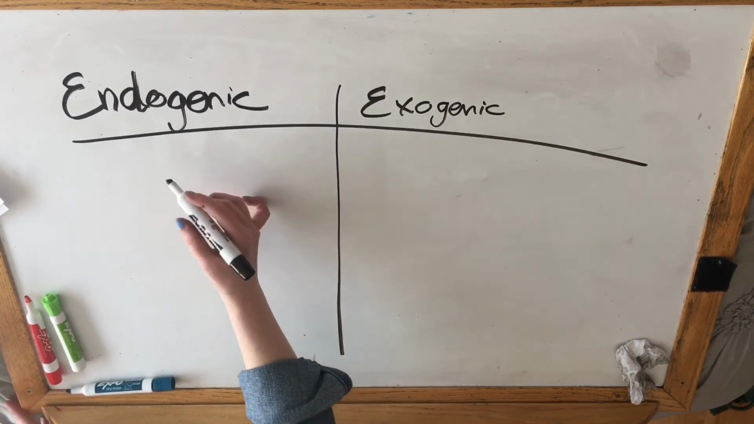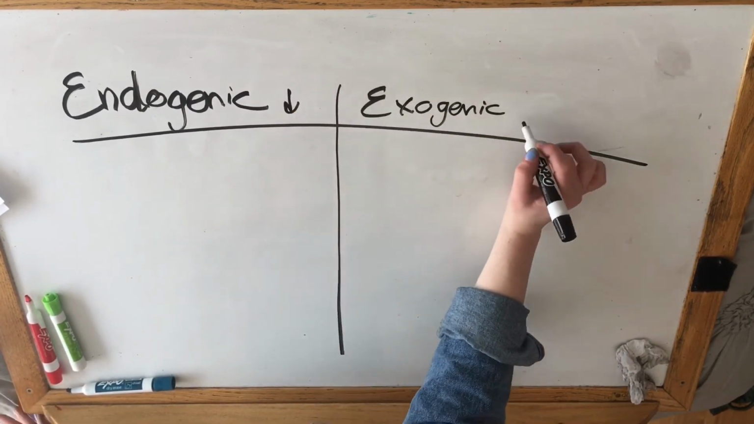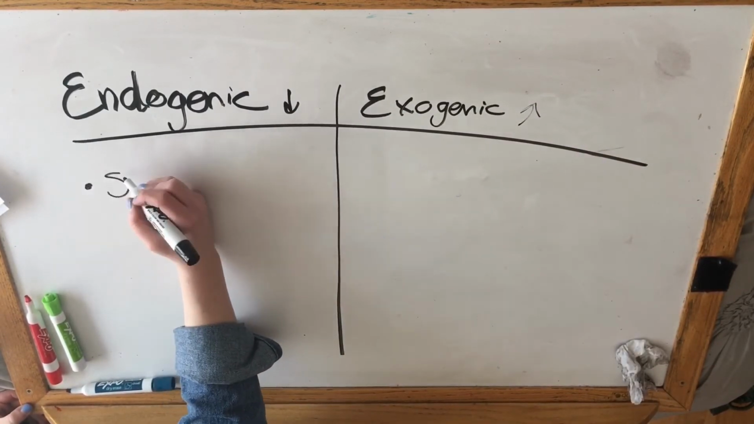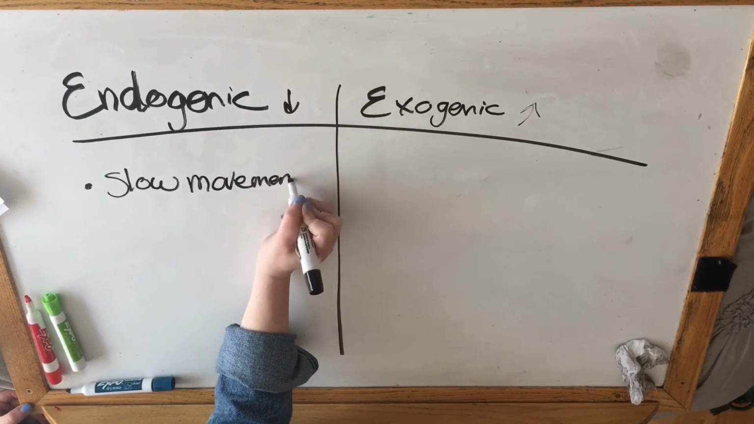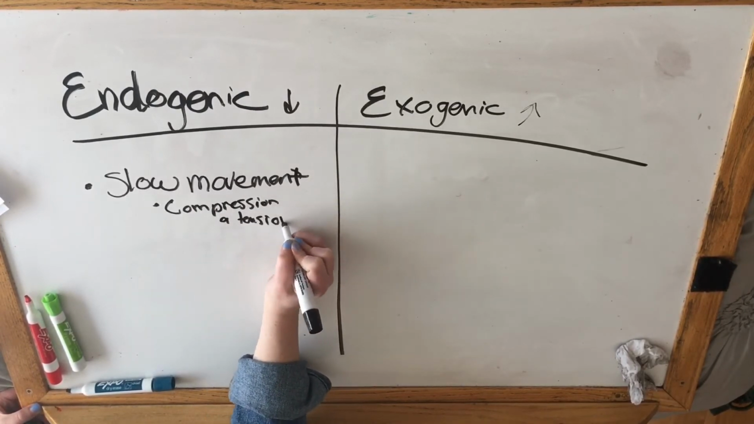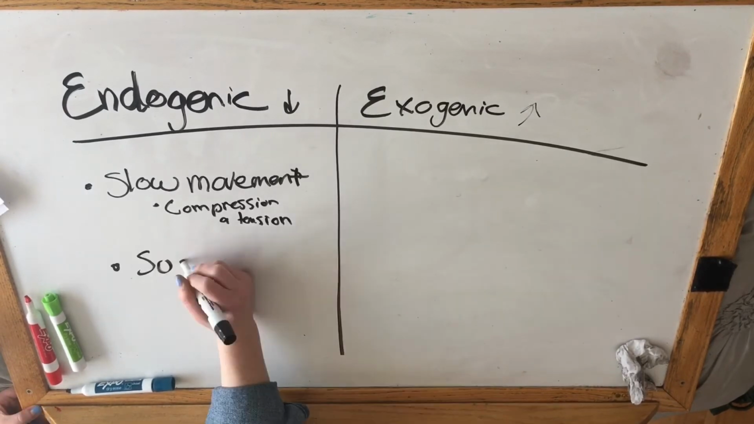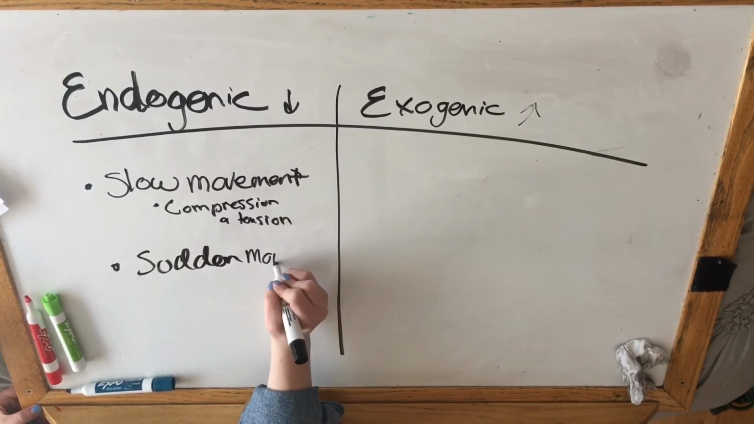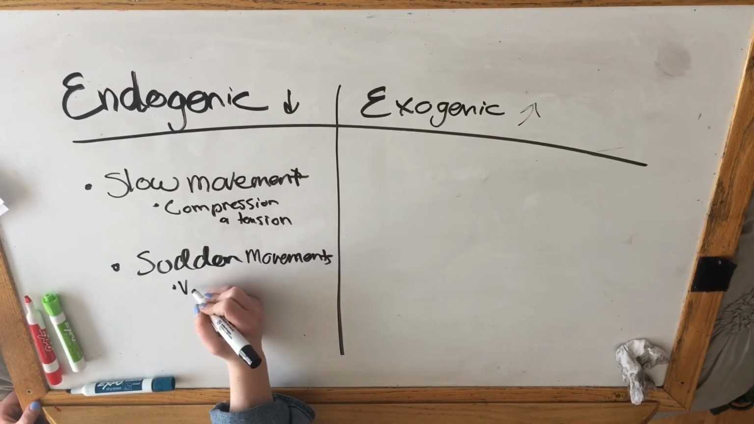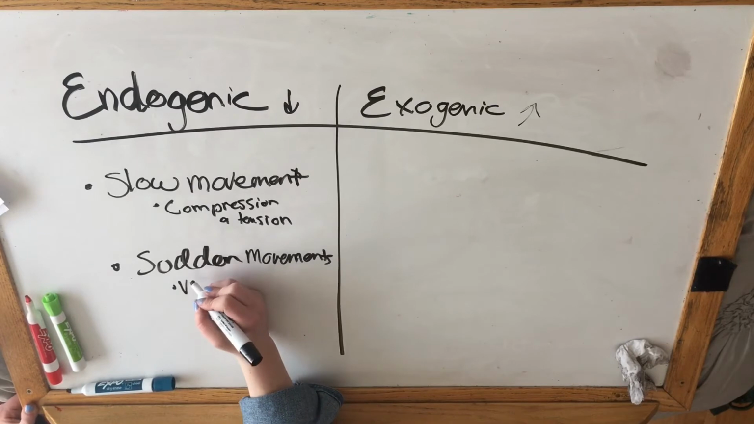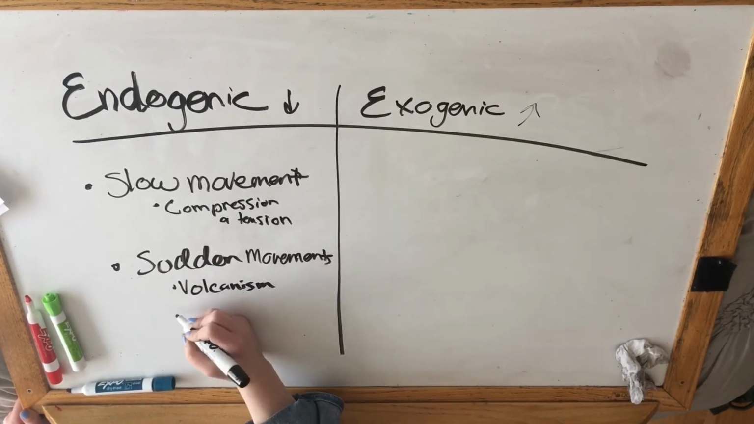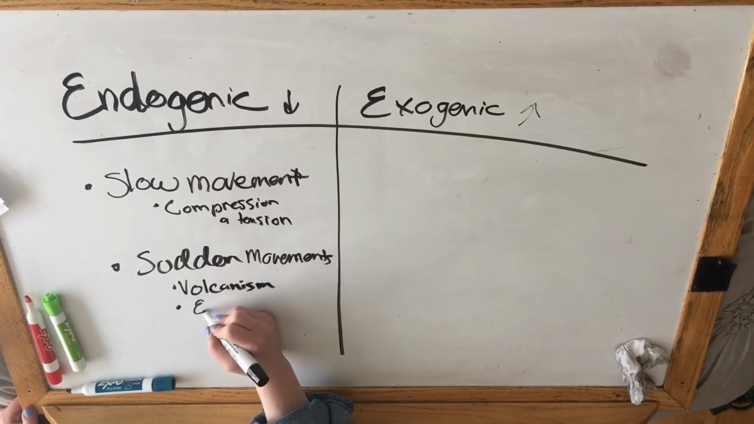So endogenic is what happens inside the earth. Exogenic is outside the earth. Endogenic includes some slow movements. These slow movements can be compression and tension. We'll learn more about compression and tension when we talk about earthquakes. And also some rapid or sudden movements. These include volcanicity or volcanism, the process of volcanoes exploding, and earthquakes.